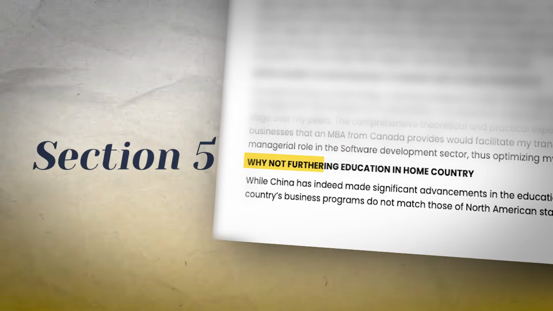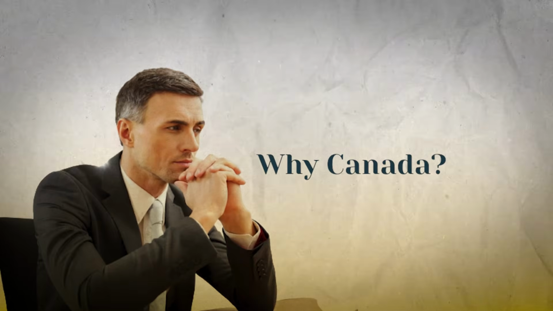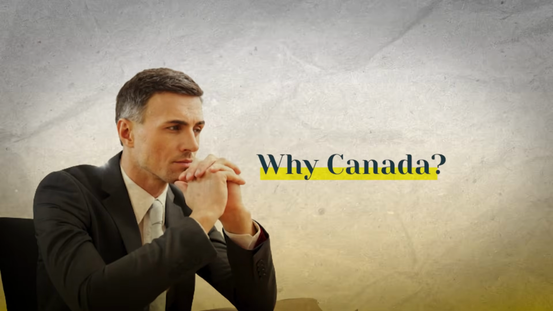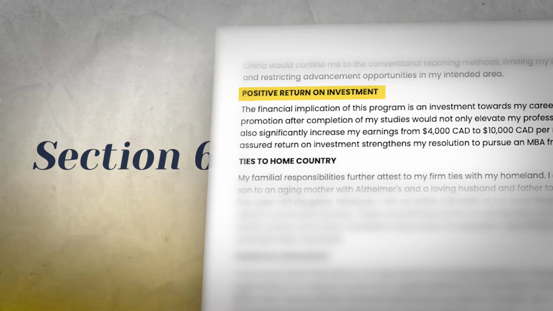Section 5. Why not furthering education in home country? A logical question an officer may have is, why can't you save money and study in your home country? This is where you need to be practical and rational in your response. Section 6. Positive return on investment. Most people miss this section. And by the way, I recommend you keep the names of sections for visa officers' convenience when reading your document.